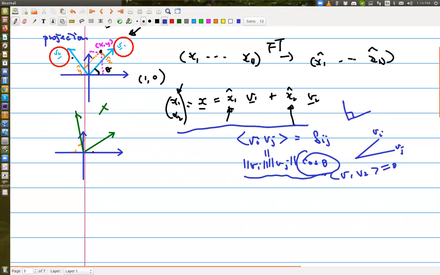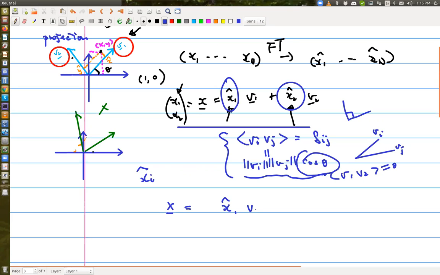Now back to here, if I have this assumption, I can easily get this X1 hat and X2 hat. For example, if I want to know what is X_i hat, I know that this is equal to X1 v1 plus blah, blah, blah. I have some X_i v_i here, and I have more probably.